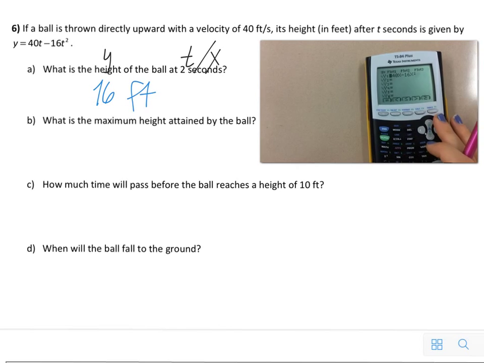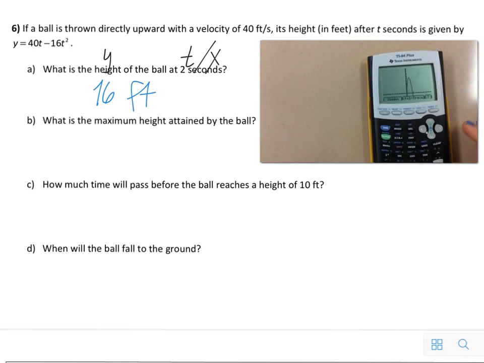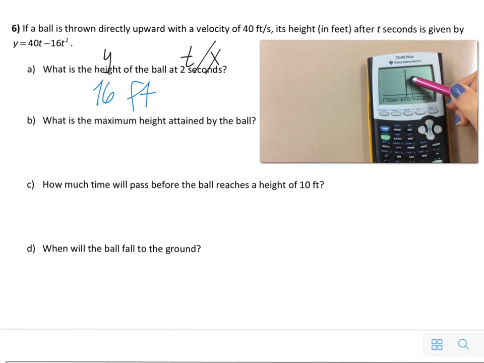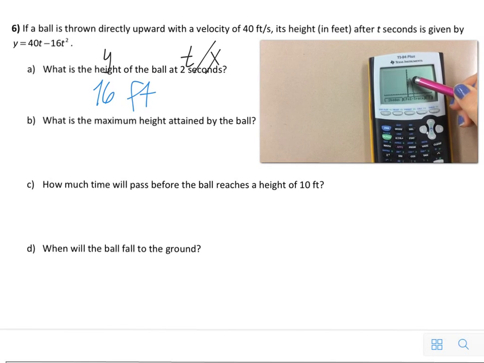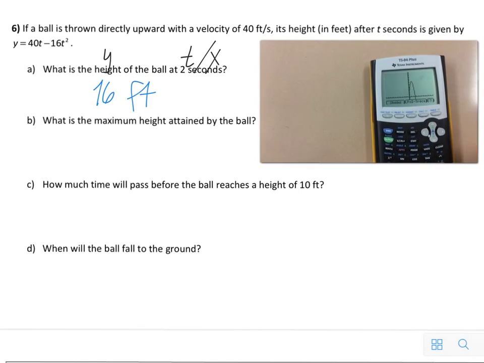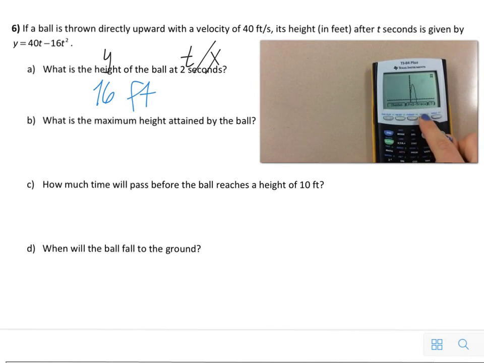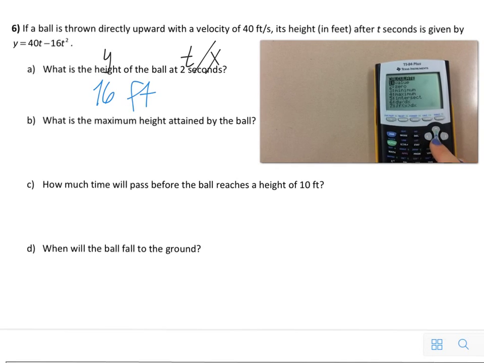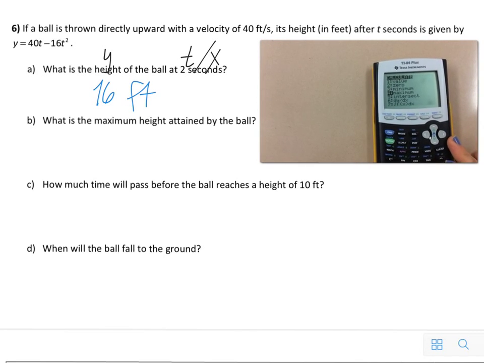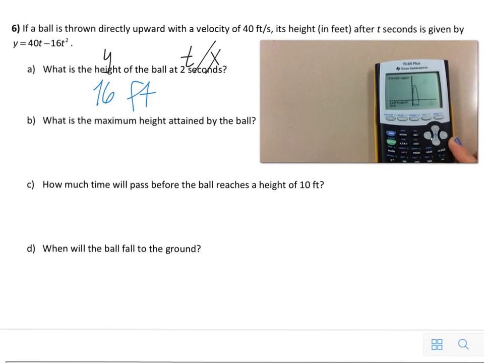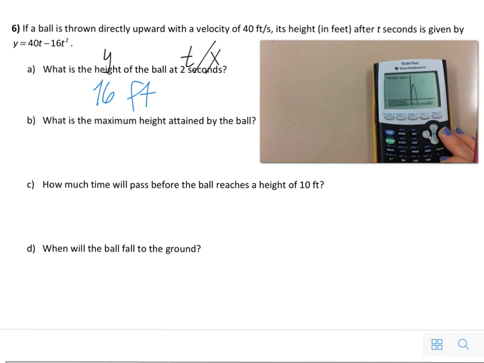Part B: what is the maximum height attained by the ball? Now we're going to take a look again at our graph, and we're going to be finding the maximum height, or the y value of our vertex. In order to do that, we're going to use some of the calculation features. We're going to press second and then calculate, and go up to maximum. I'm going to press maximum, and now I get this cursor.